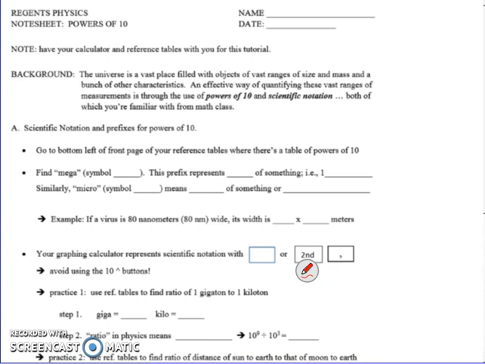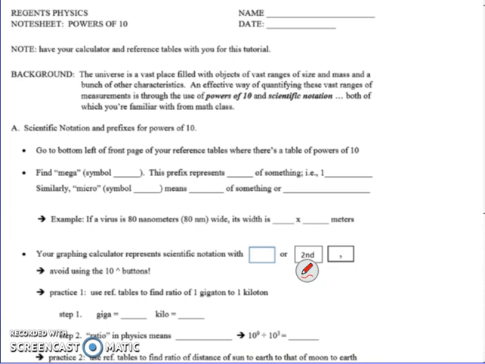Alright, so one of the first things we're going to establish is that the universe, which is what physics is all about, trying to understand everything in it from the biggest to the smallest, has a vast range of size and mass and other quantities that we have to be able to measure and quantify. So one of the easiest first ways of quantifying, assigning a number to a size of something or how big it is, mass, how much time it takes, is to do a power of 10.